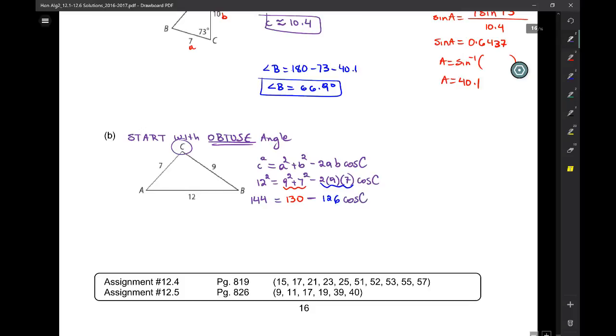The most common mistake is students just combine all of these numbers, 9 squared plus 7 squared minus 2 times 9 times 7. That is the most common mistake I see, so just watch out for that, right? Because it's this minus this times the cosine of C, okay? So we have to do this, and then we're going to subtract 130. And when I subtract 130, what do I get? 14 is equal to negative 126 cosine of C. I divide by negative 126.